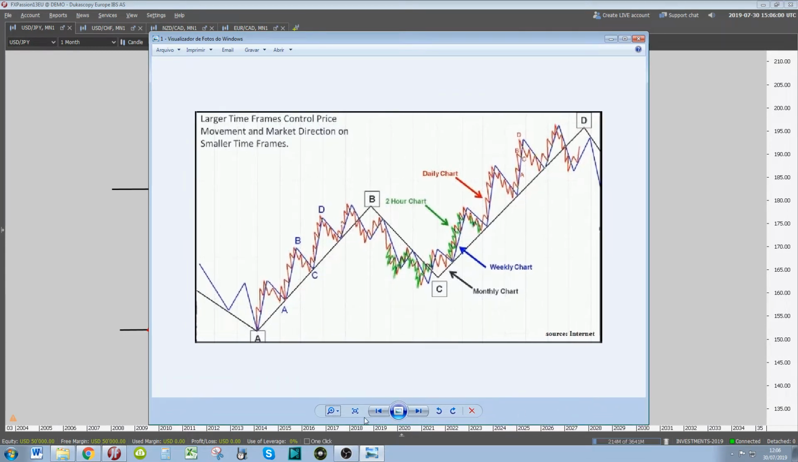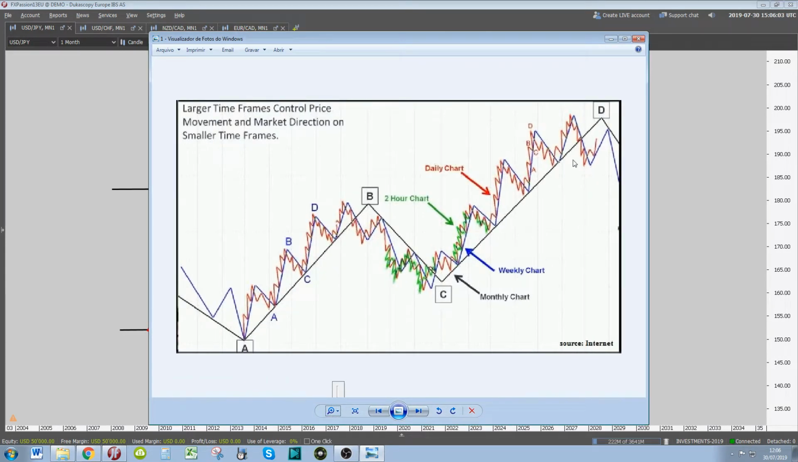Especially for the beginner traders, this is the most important picture that you need to understand, and this is why we are telling you that you need to understand the monthly time frame first, right? So if you can see the picture, the monthly chart is in black, right? The weekly chart is blue. The 2-hour chart is green, and the daily chart is red. So this is why you need to understand the monthly chart first, right? Because this is the picture from the Fibonacci lessons, but we are going to use it right now, no problem.